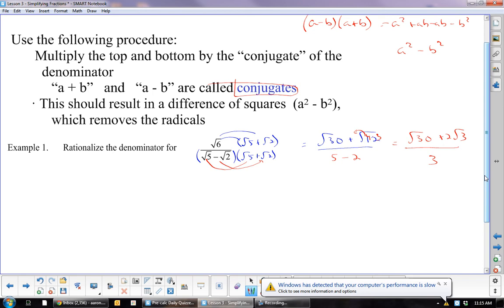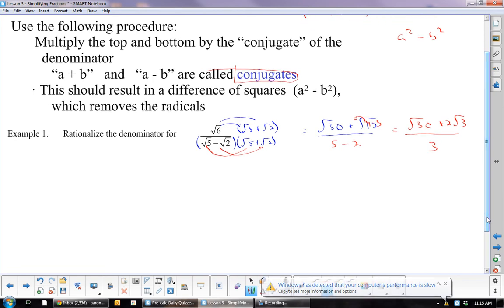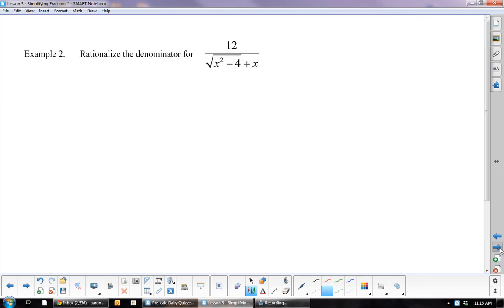Now this one here doesn't have 2 radicals in it, but it doesn't matter. If there's 1 radical in that binomial, you will still get rid of it by multiplying by the conjugate, which is root x squared minus 4 minus x. Now the top will give us 12 root x squared minus 4.